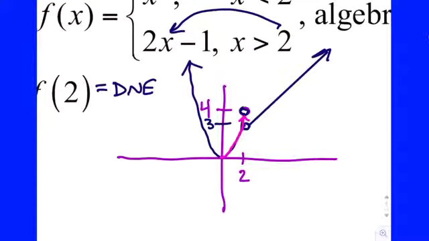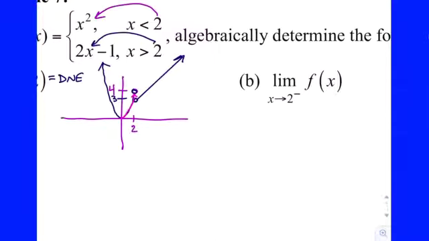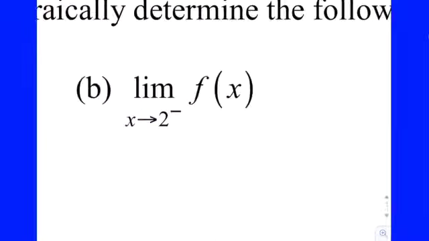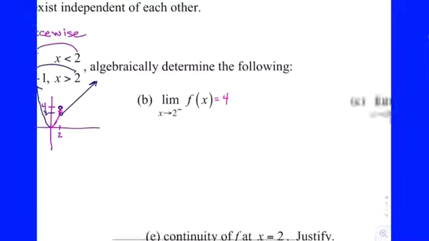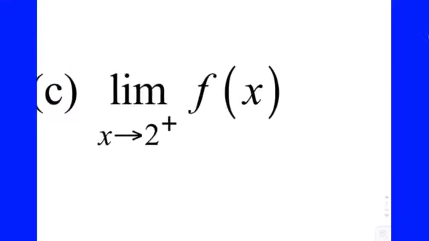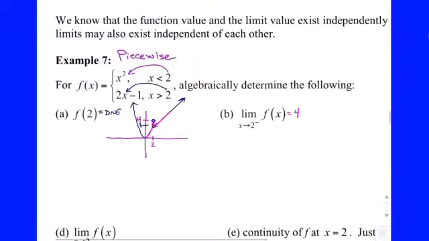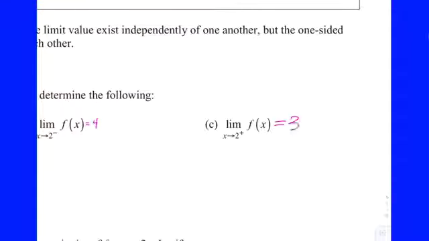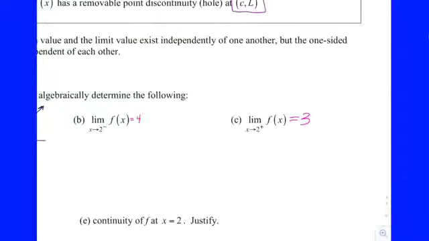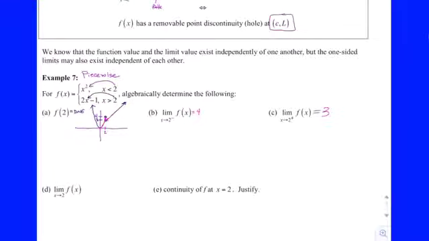Yeah, we're getting closer to 4. Okay, we're getting closer and closer to the hole whose y value is 4, right? And the limit as x approaches 2 from the right-hand side: hop on the graph somewhere just to the right of 2 and start driving back towards it. You're getting closer and closer to the other hole, which has a y value of 3, okay? So again, notice that the limits from either side can exist independently of the function value.